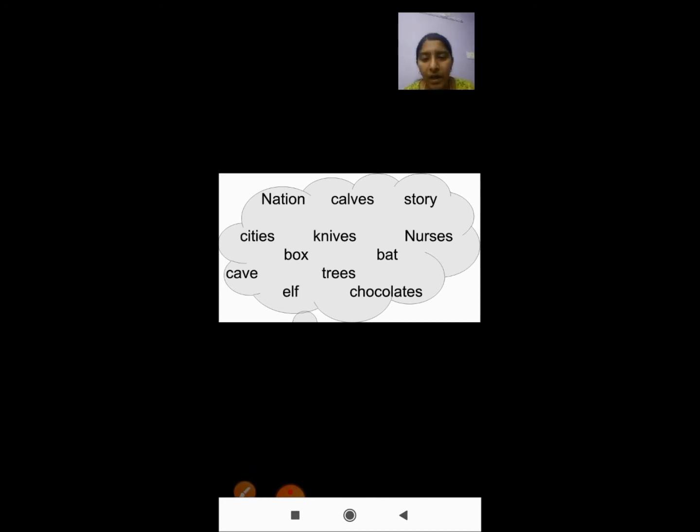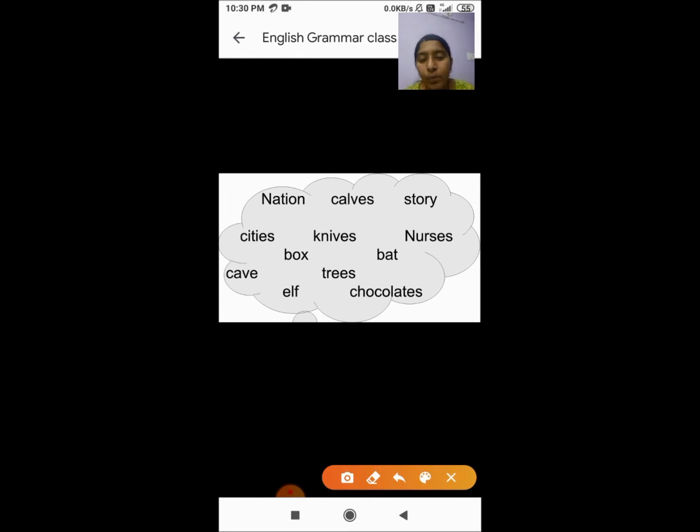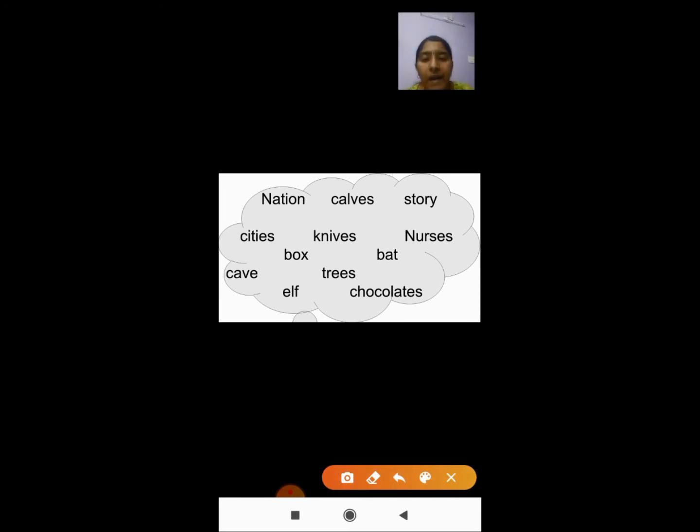Okay, and which are the plural? We are just going to underline the plural nouns. Okay, this is plural because it ends with VES. Okay, this is plural because it ends with IES. Right? So next is knives. This also ends with VES. So we are underlining because it is plural.